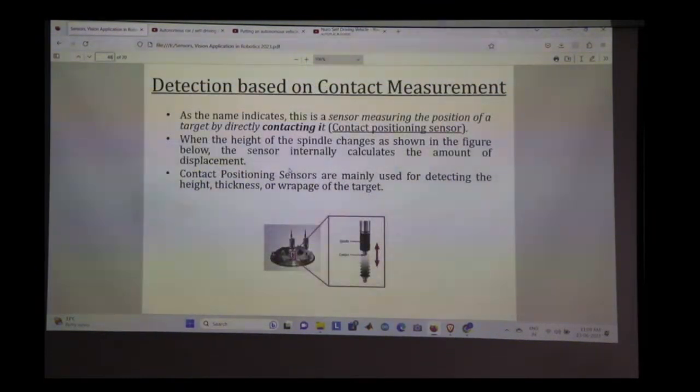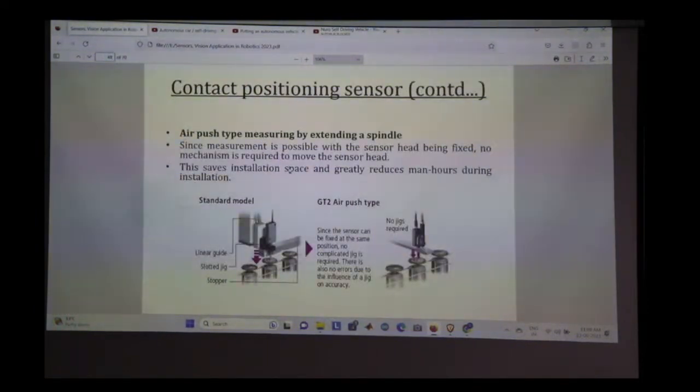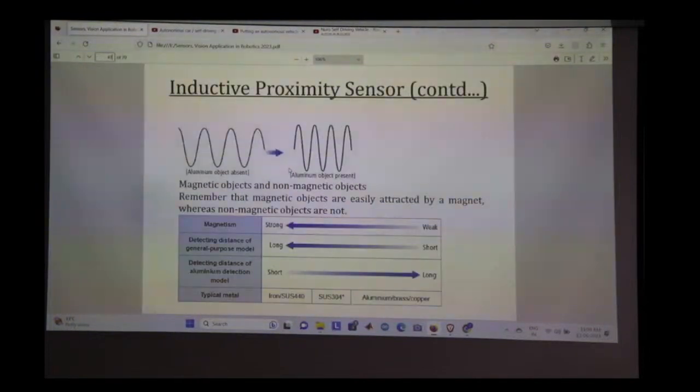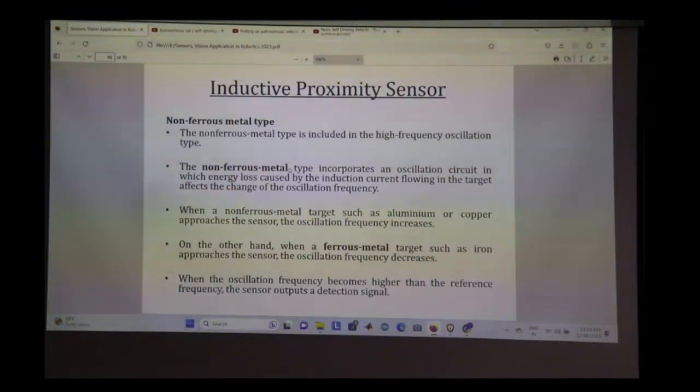Okay, then there are detection based on contact measurements. Like here you can see there is a contact. Suppose you want to measure the height of a person, you might have seen they have a triple leveled roof type of thing or a cardboard, and you just go and they will measure it. If a taller person goes above it, it may go down. So that is a kind of contact measurement system.